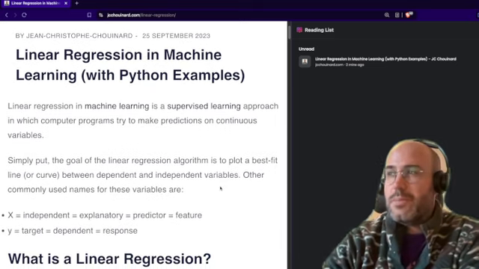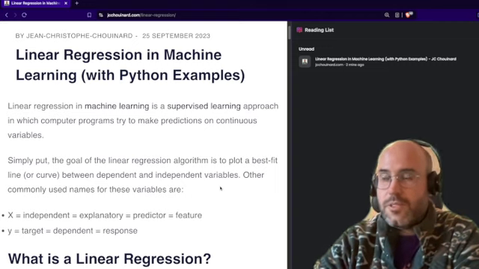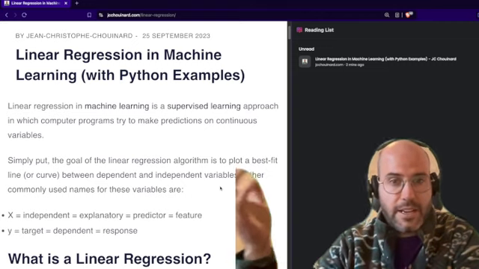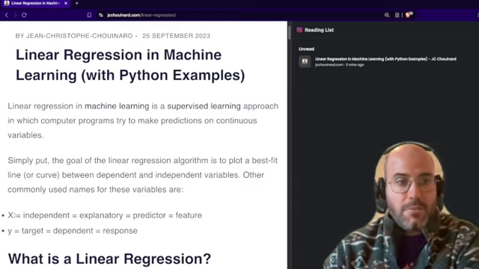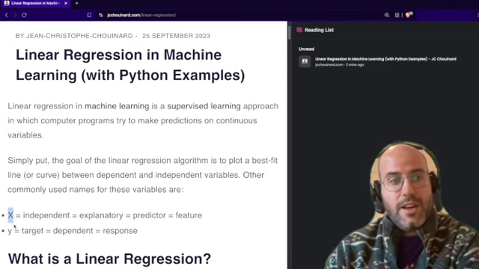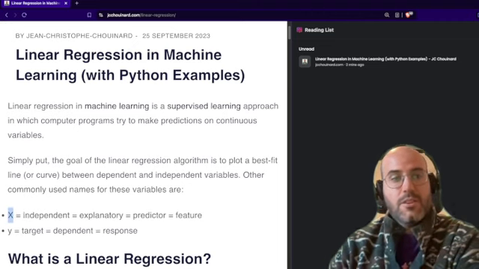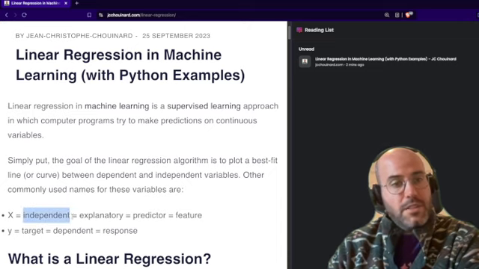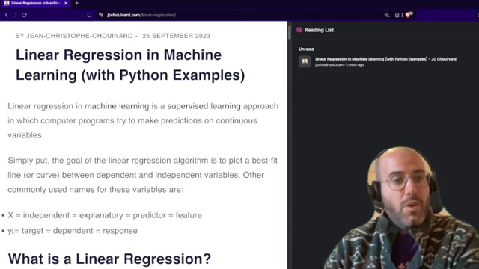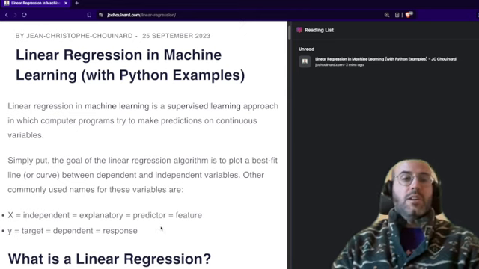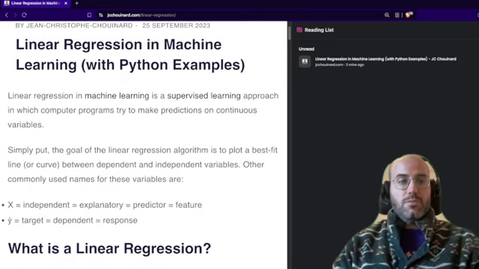So you will see in the machine learning community a lot of terminology that are saying always the same thing. Essentially, you will have these names that come often. We generally have the X variable in our Python code, or we call it independent or explanatory or predictor or feature, whereas the Y variable is the target, the dependent or the response variable. So essentially, X tries to predict Y.